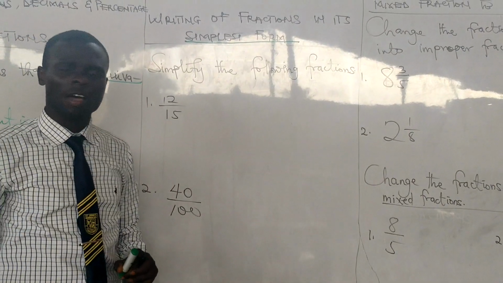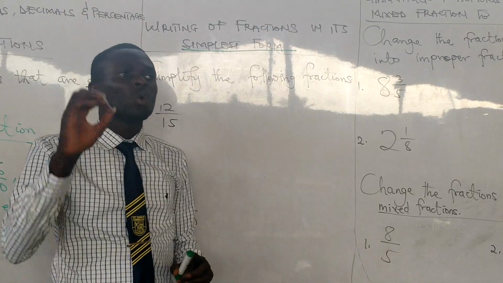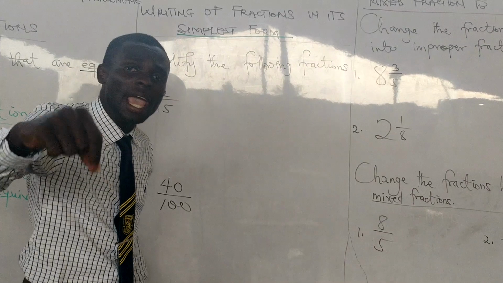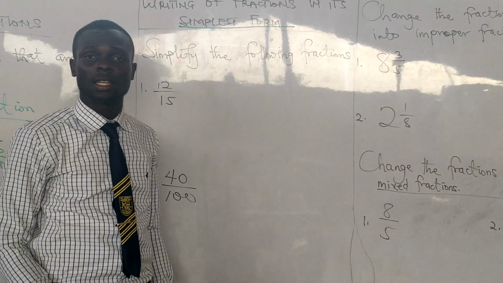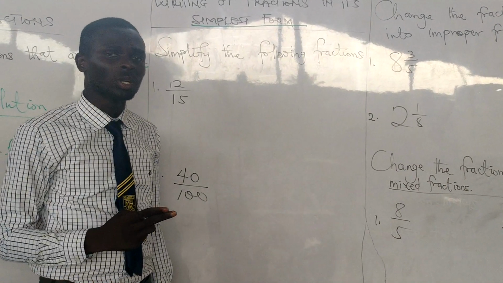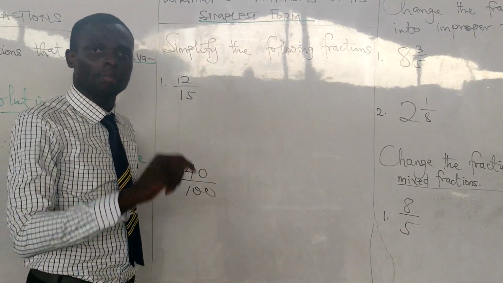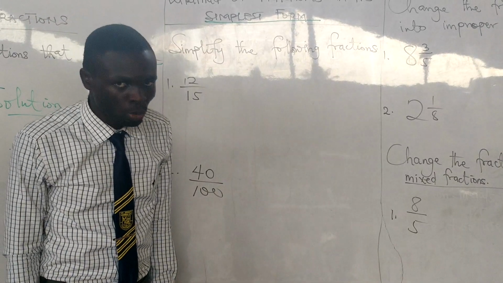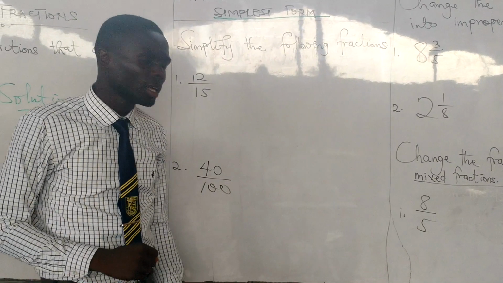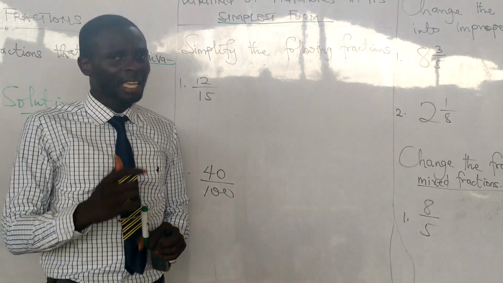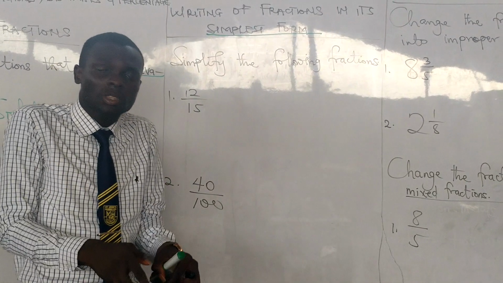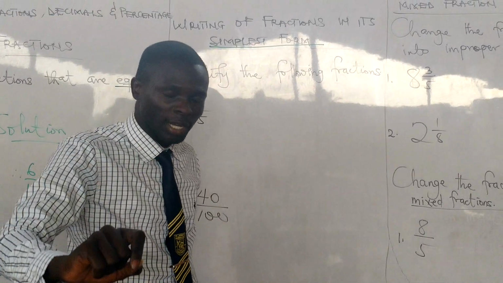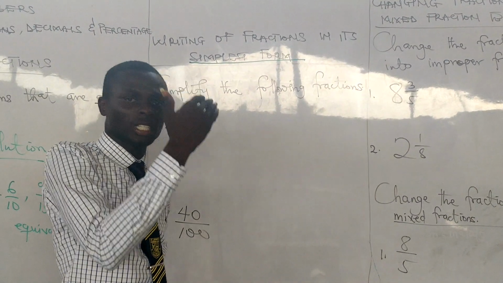So I have 12 over 15. Ask yourself, which number can divide 12 and that same number will divide 15? Let's use 2. 2 can divide 12, but 2 cannot divide 15. So we will not go for 2. Let's use 3. Can 3 divide 15? Yes. Can this same 3 divide 12? Yes. Then we will use the 3 to simplify or divide.